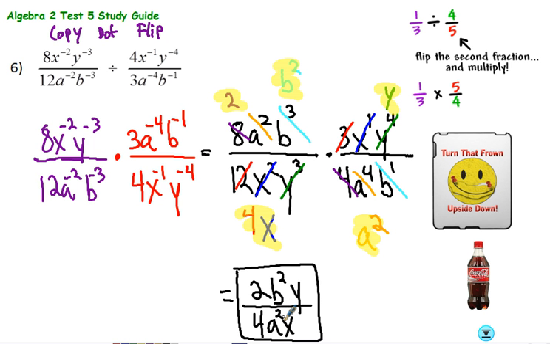And then there's one other thing you might notice here: 2 over 4. Can you reduce 2 over 4? Yeah, sure, you could. You can divide top and bottom by 2, which would give 1/2. Another way to think of this is that 2 goes into 4 two times, and there's nothing left over. So the fully reduced answer on that one would be b squared y over 2a squared x.